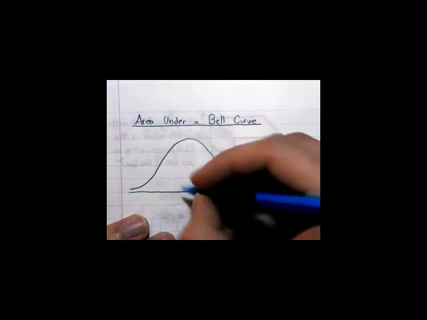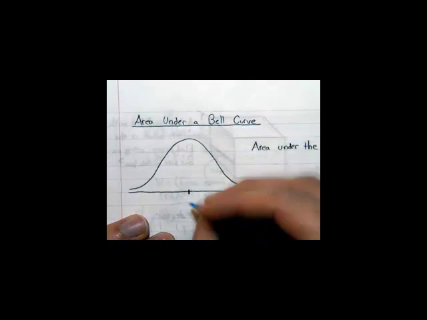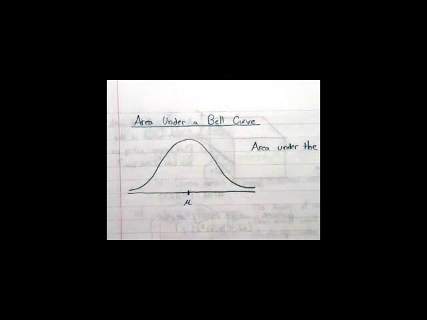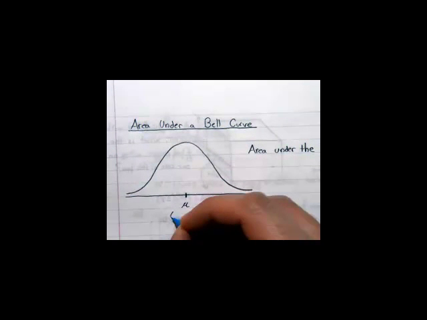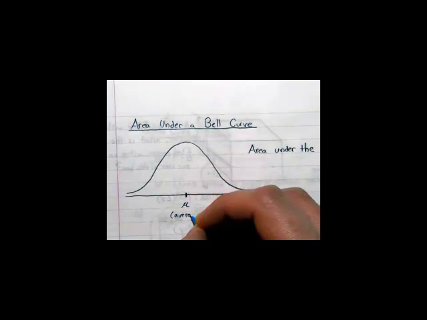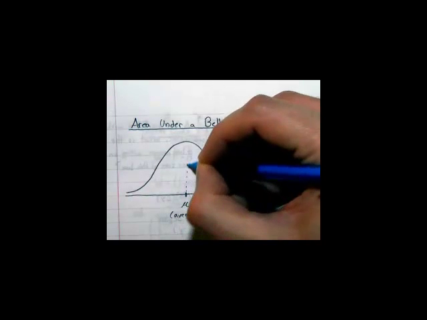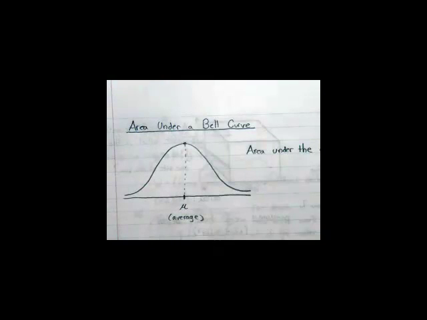Okay? So, again, a few extra little notation things here. This is not me trying to make a U anymore. This is actually mu. Okay? And that is the symbol that gets used for the mean, or the average. Okay? And the average is always the peak of the curve.